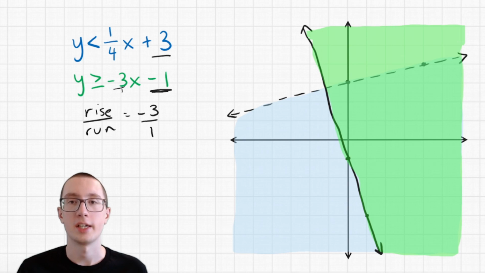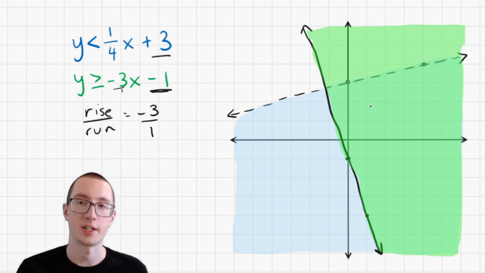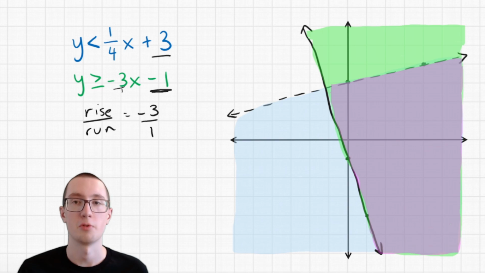But we still haven't figured out the answer to our system of inequalities. Well, it's just going to be where these two graphs overlap, in this case, in this darkish green area. So I'm going to go ahead and shade that in purple to show where the answer is. So there we go. This is going to be our answer to this system of inequalities.